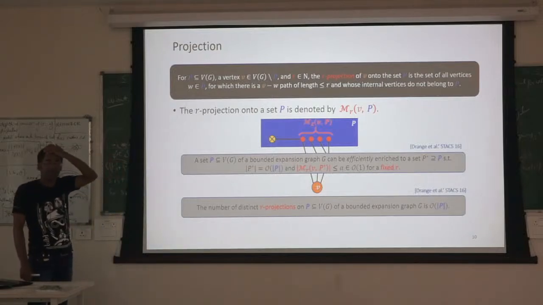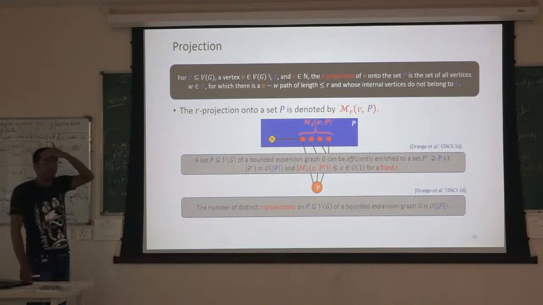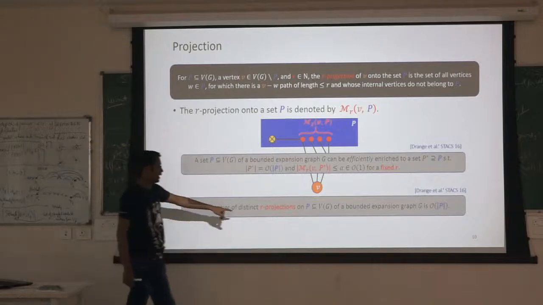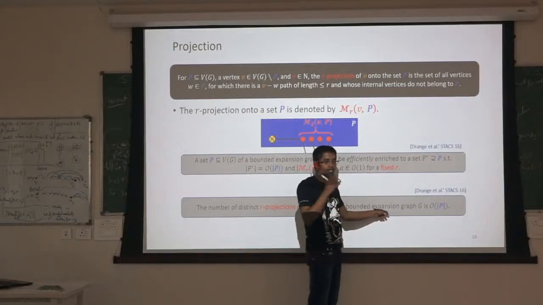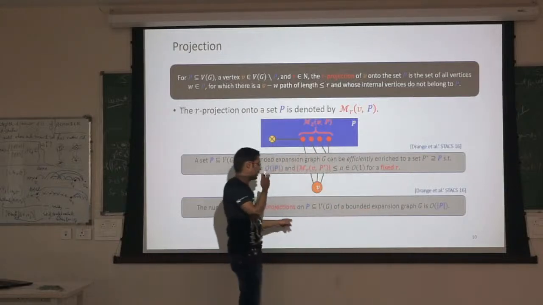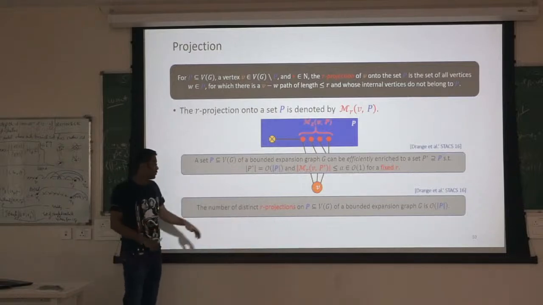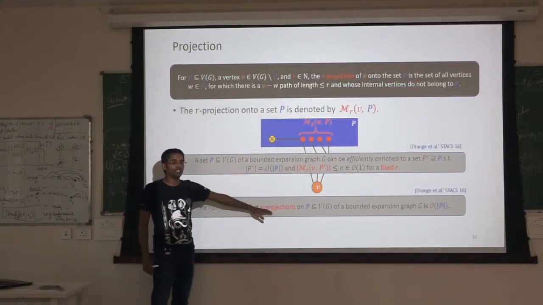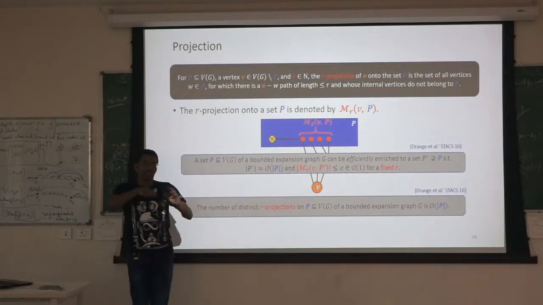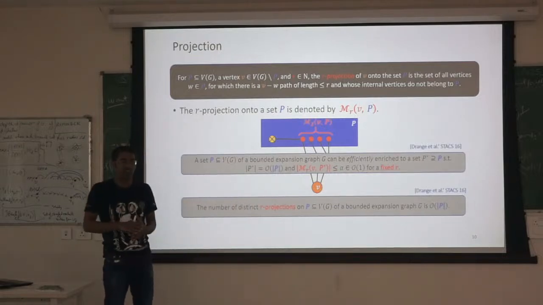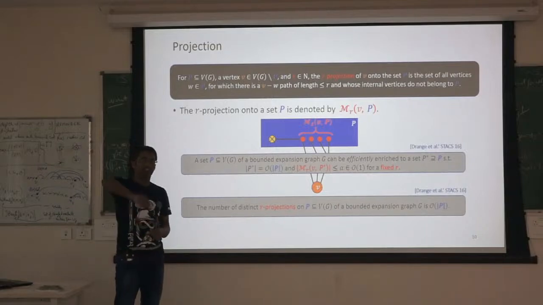If we have P, why do you need P star? Because to begin with, you probably don't have this property. So you want to enrich this set, because this R projection is in some sense a bit different, because this R can be a general R. So it's not just the neighborhood, it is the distance R neighborhood.